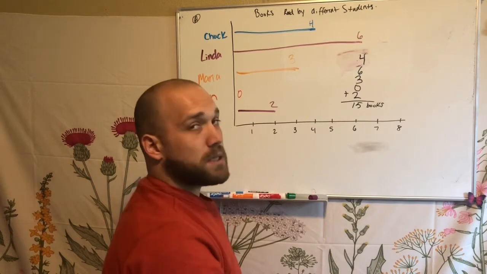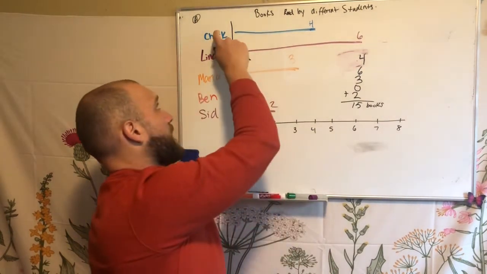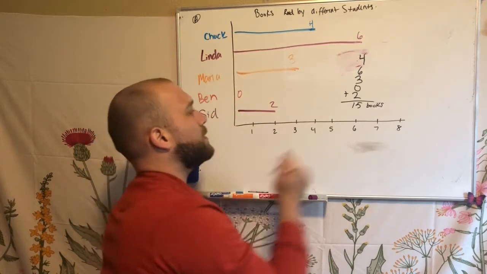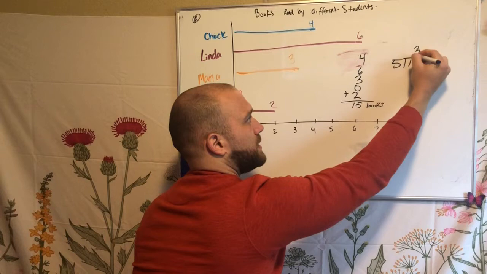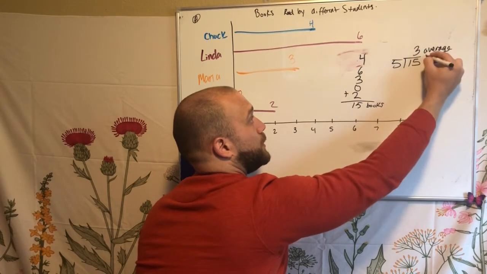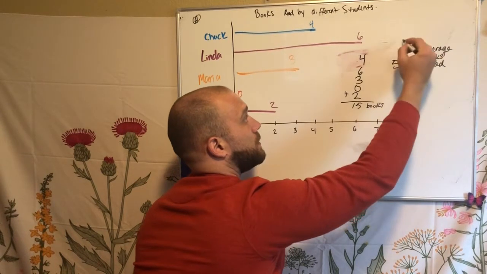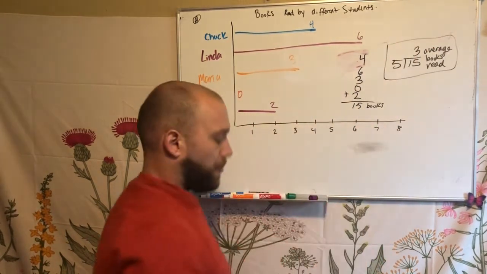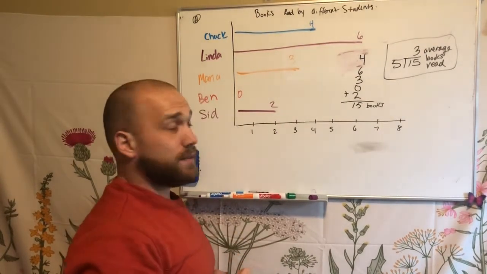What do I need to do with this? I need to divide that number by how many students I had. How many did I have? 1, 2, 3, 4, 5. So I need to do 15 divided by 5 is 3. Average books read. Here's my answer. So, that's how you solve this one.